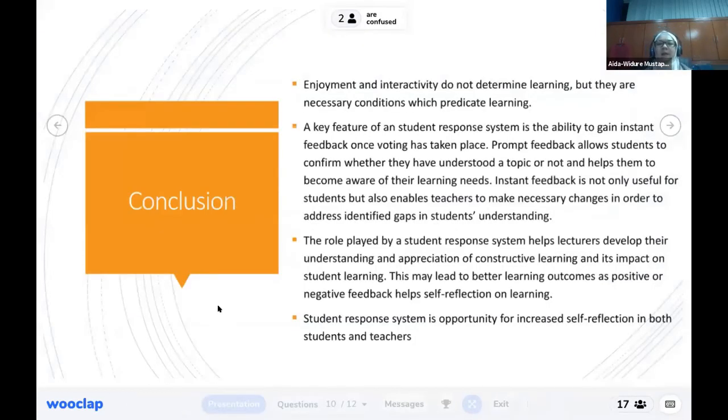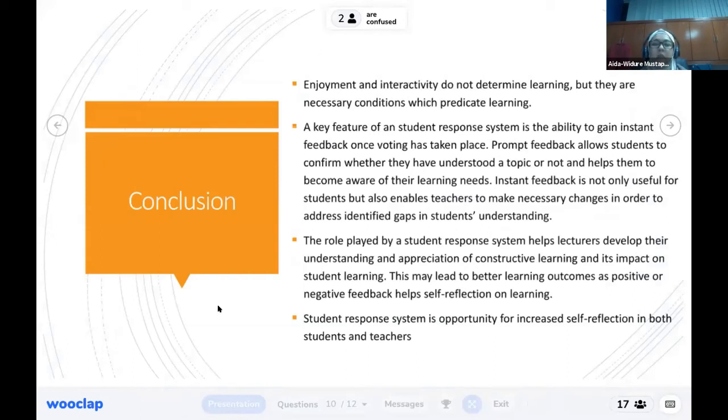So this is my last slide. In conclusion, the enjoyment and the interactivity, yes, obviously do not determine learning, but they are necessary because it is the positive outcome of it that will stimulate teaching.